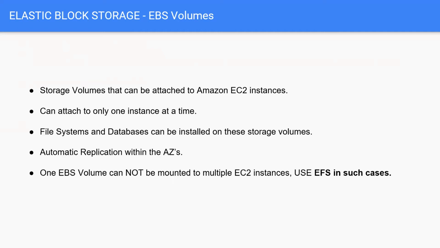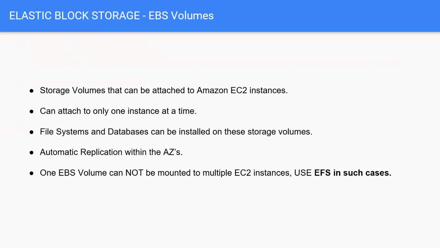Now other than the root volume, you can attach an EBS volume which is created independently. So you can create an EBS volume independently, attach it to a particular EC2 instance, and use it with that EC2 instance. All your data will go to that storage volume, and later on you can detach it from one EC2 instance, attach it to another EC2 instance, and your data will transfer along with the EBS volume.